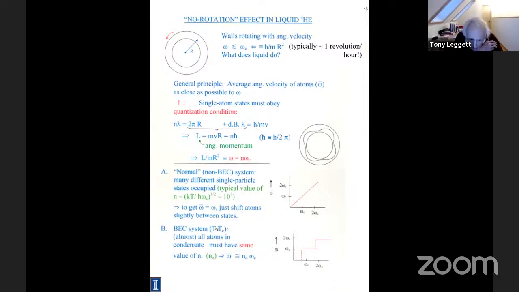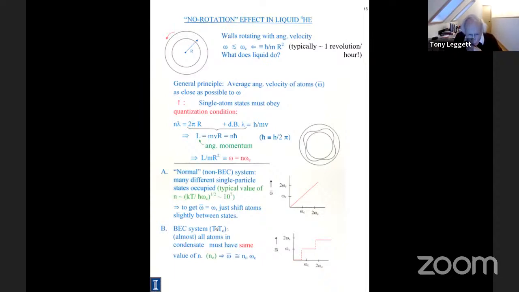Now the de Broglie wavelength lambda is h over mv. Put those together, and what you find is that the angular momentum L, mvr, must be quantized in units of h bar, that's h over 2 pi. Many of you will be familiar with that result. So that in turn means that the angular velocity, which is the angular momentum divided by the moment of inertia, is just n times the omega sub c, which I defined higher up.